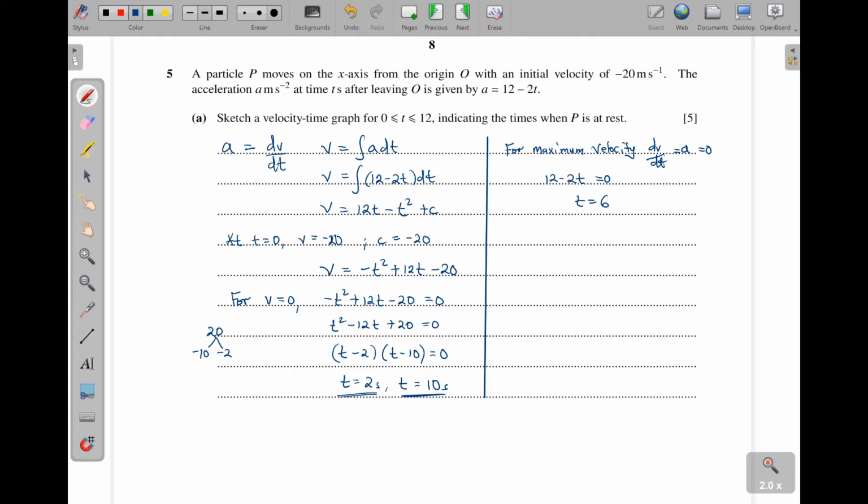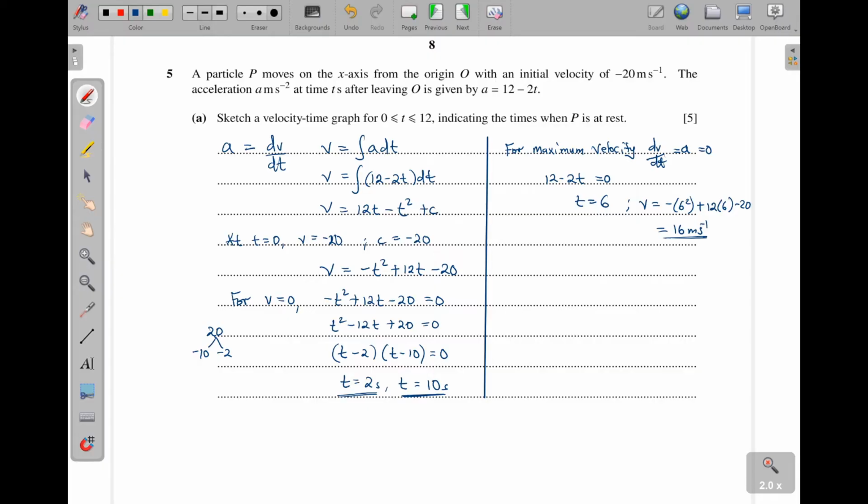Okay, so at t equal to 6, what is v? We can substitute in here: negative 6 squared plus 12 times 6, then minus 20. So minus 36 plus 72 gives 36, then 36 minus 20 gives us 16. So v is 16 meters per second when t is equal to 6.